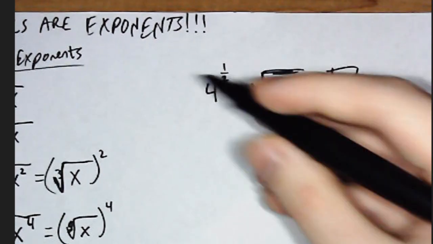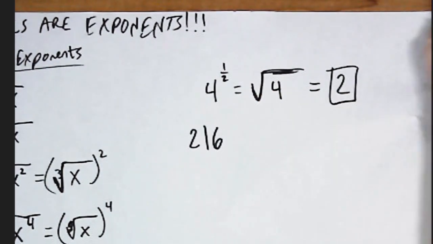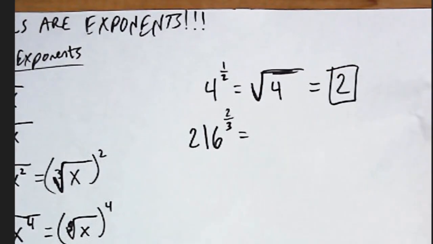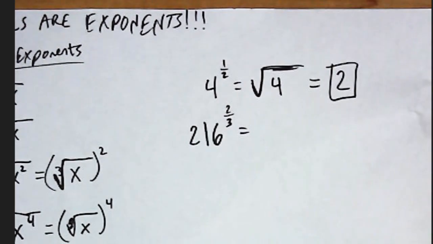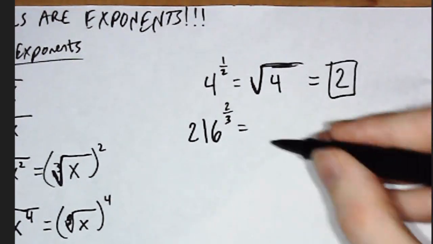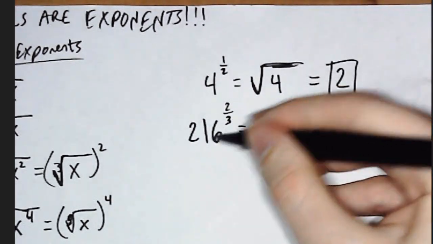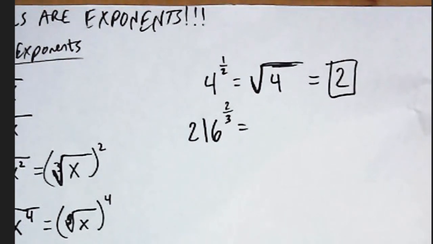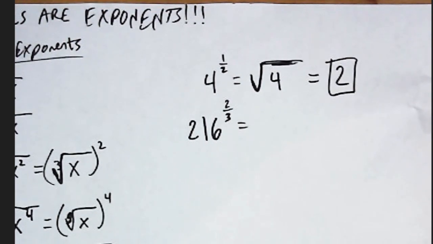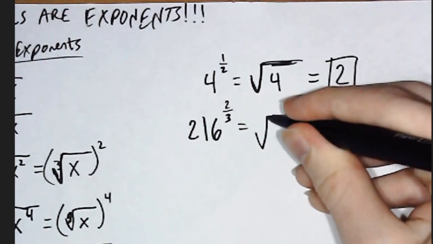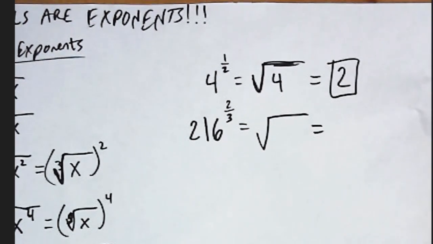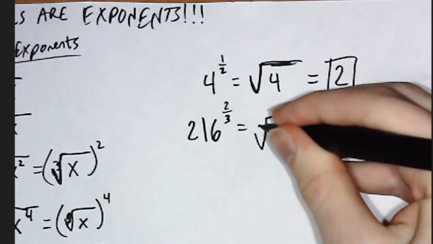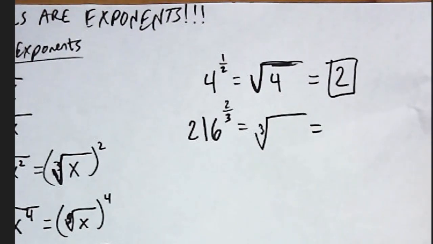All right, the next one is 216 to the power of 2/3. Now let's rewrite this in radical form first. So take a moment, and I want you to rewrite this expression in radical form first. Okay, so what is the index of the radical? Well, it's the denominator of the exponent. So that's going to be a 3, making this a cube root.